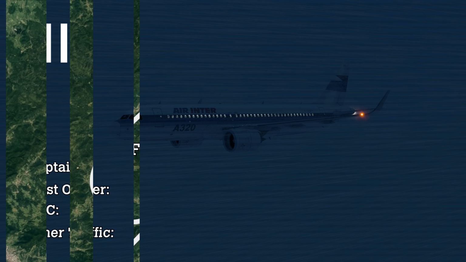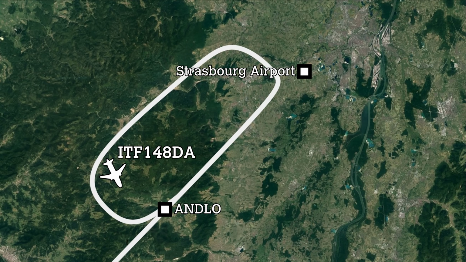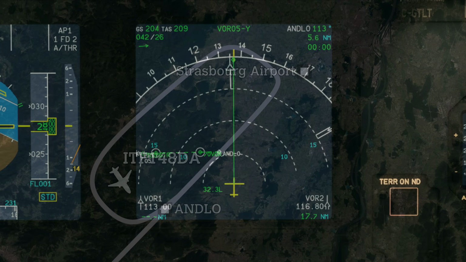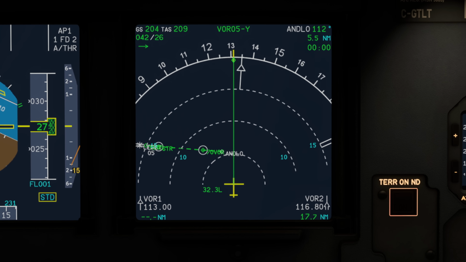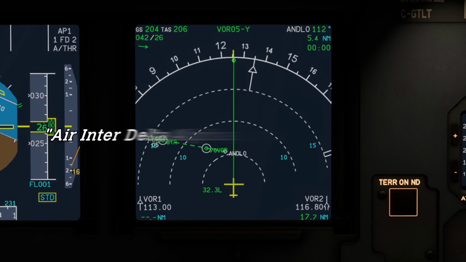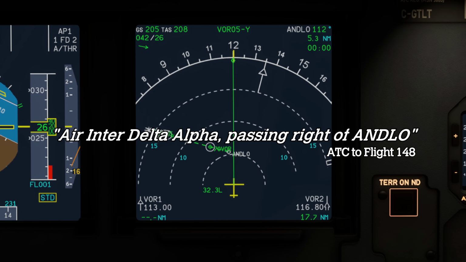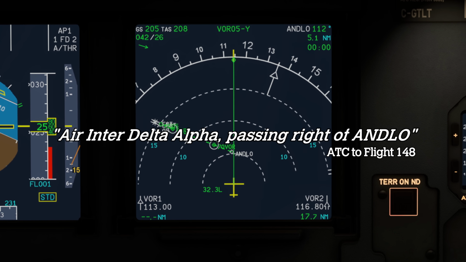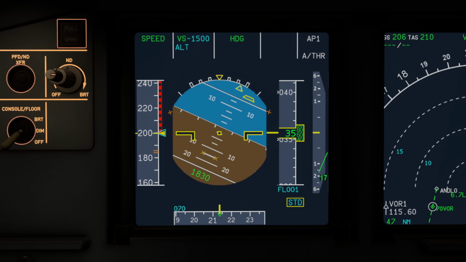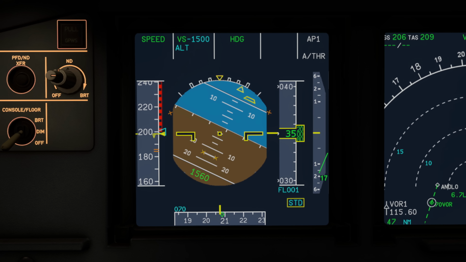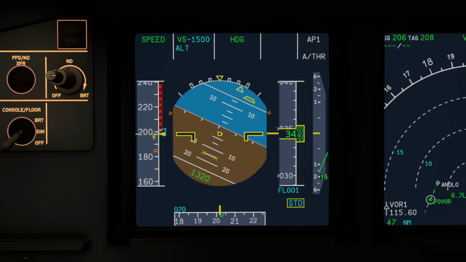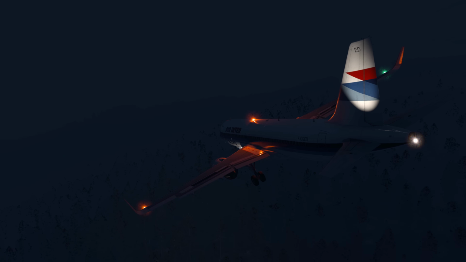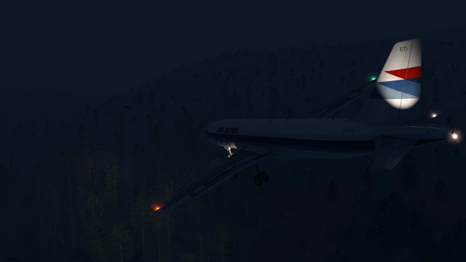In the turn itself, they undershot it, and were now off course, skewed from their navigation towards Andlo. The first officer noticed this. The approach controller also noticed this and then also gave a confusing readout of Flight 148's position relative to Andlo. Effectively, attention on the flight deck was shifted from the vertical situation to the horizontal situation, all the while the aircraft is descending rapidly, and because the crew had shifted focus away from their altitude, they were unaware they were rapidly approaching the terrain below.